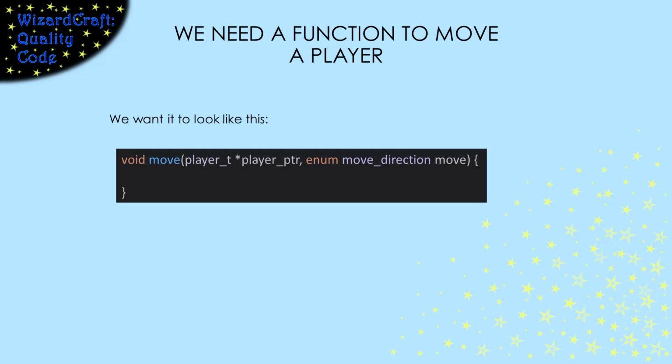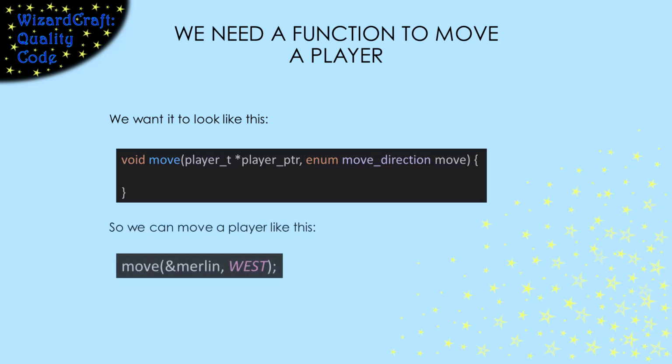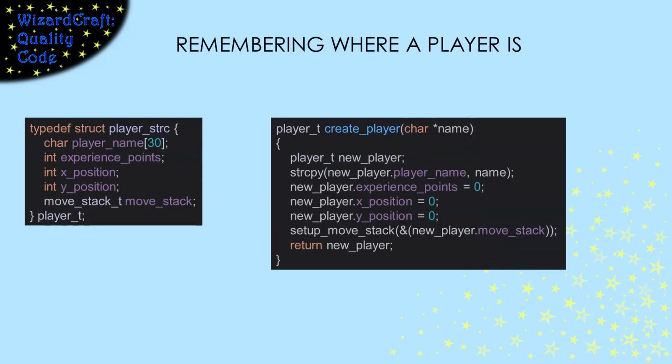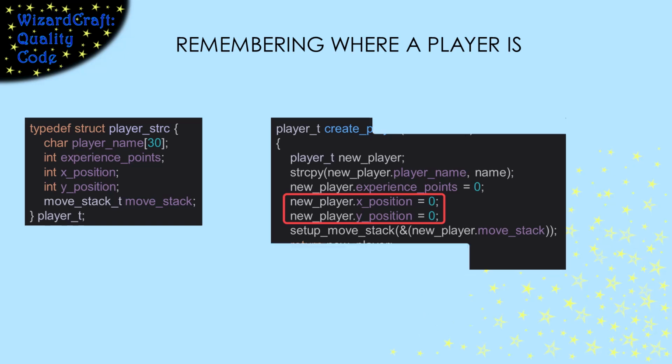Now we've set everything up, so we're ready to use the new move stack. We need a function that moves a player. We need to tell it what player to move, and since we're going to have to change the player's data, that parameter has to be an input-output parameter. It will also need the direction the player is moving. If we built that function, we could call it like this. Wait a minute, if we're going to move a player, we better know where they are. I'm adding x and y coordinates to our player struct and initializing them to 0 in createPlayer. Now we're ready to talk about moving the player.